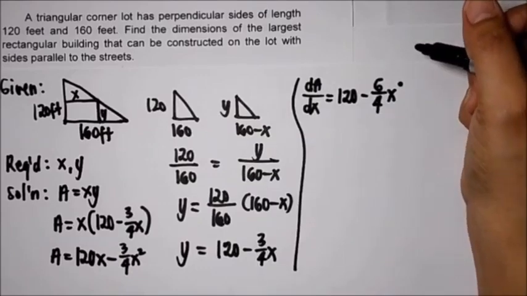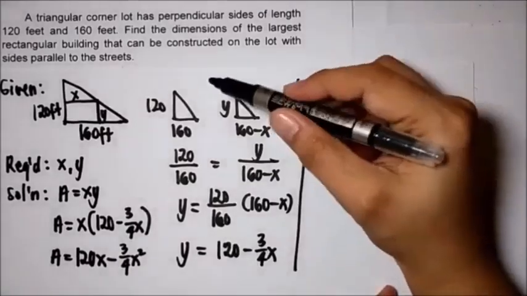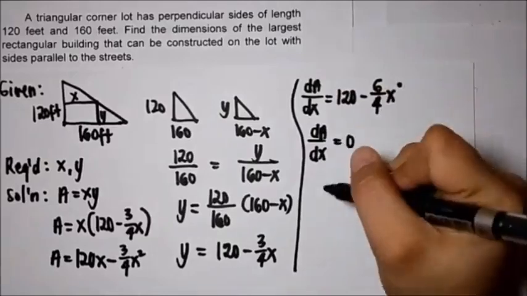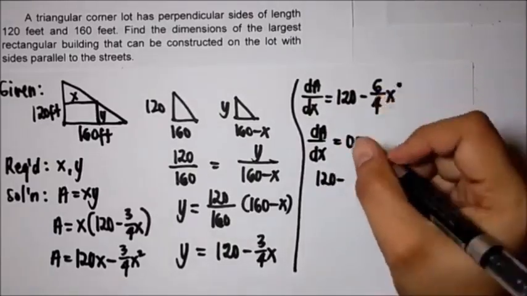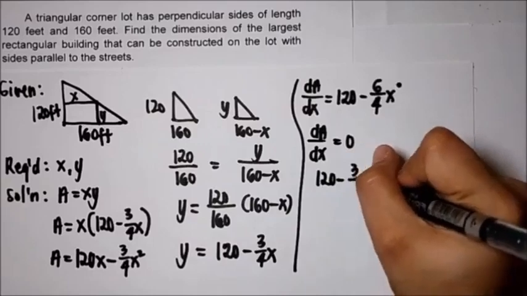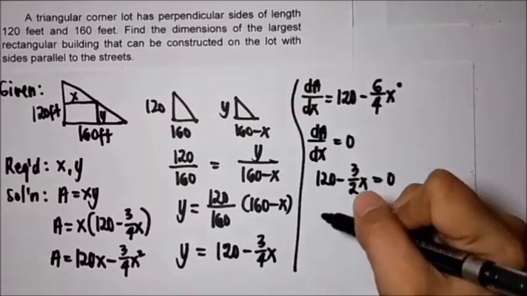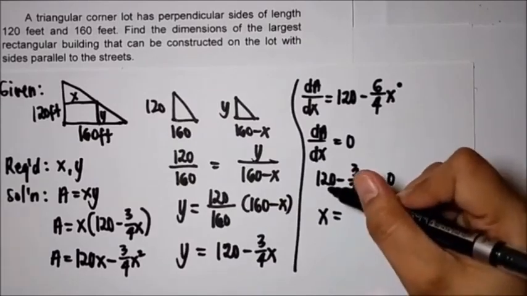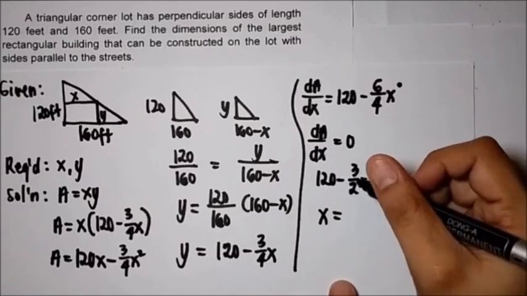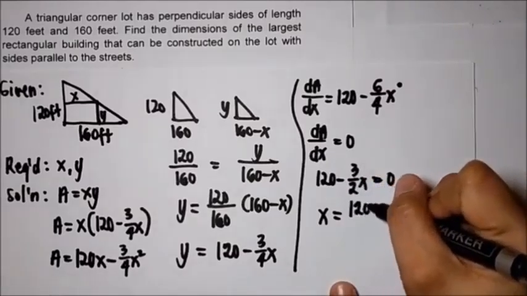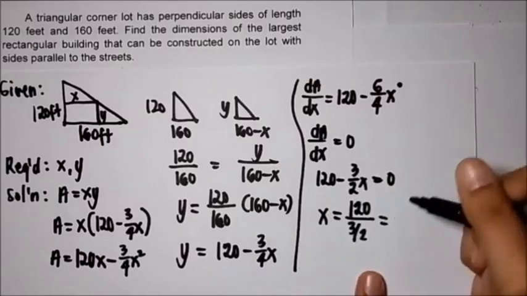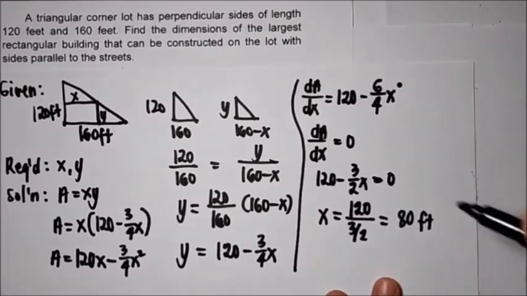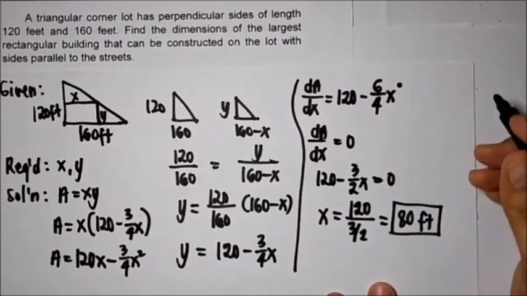Okay? So after that, since the given is the largest rectangular building, the area is maximum, so we can now equate this to 0. So 120 minus, 6 over 4 is 3 over 2, so 3 over 2 x equals 0. So we can now solve for the value of x. Transpose this one, it would become positive, and then 120 divided by 3 over 2. So what would be the value of x now? You will come up with a value of 80. So x is 80 feet.